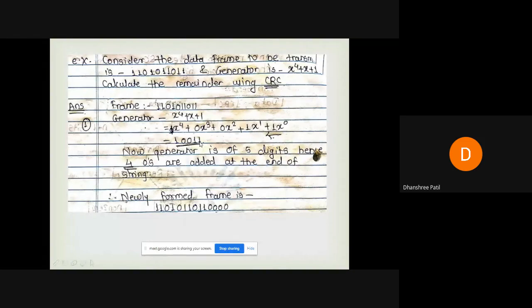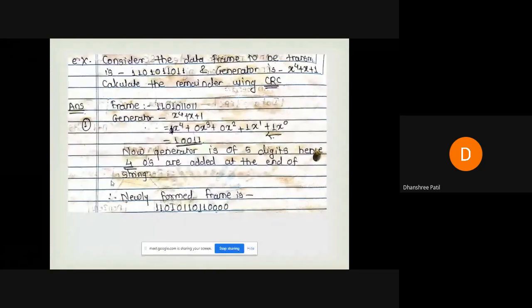So this is how many bits of data there are. The generator has how many bits? There are 5 digits, so 4 zeros are appended at the sender side. So to my frame, I added 4 zeros. As the size is 5, we have added 4 zeros. Okay, so this is the first step we have to consider.